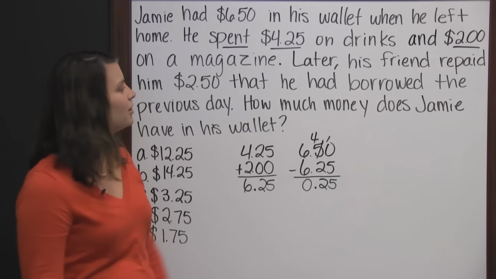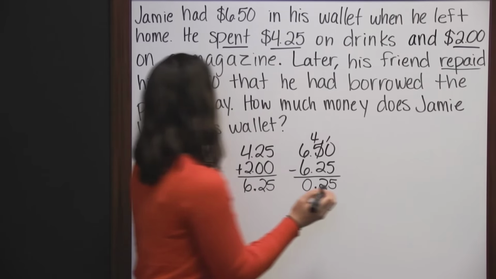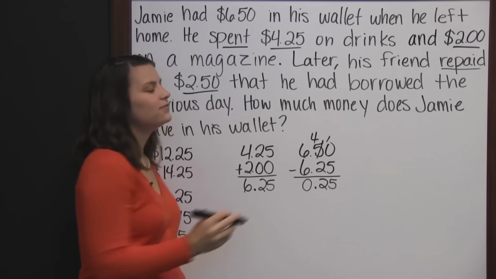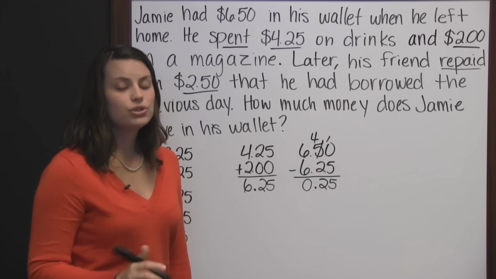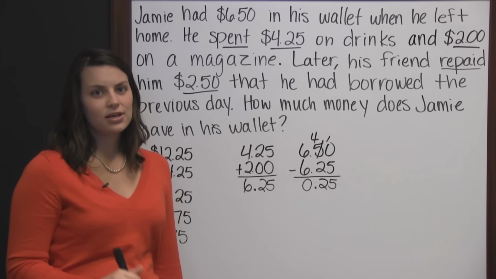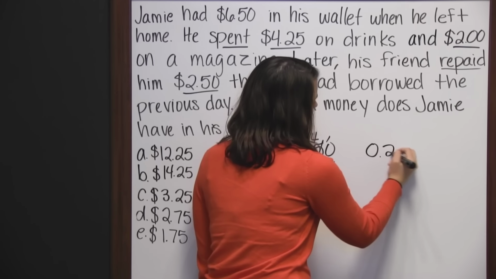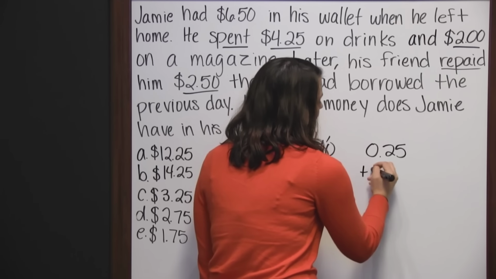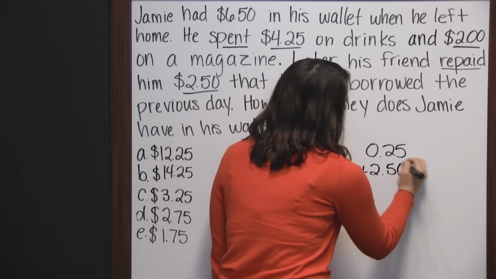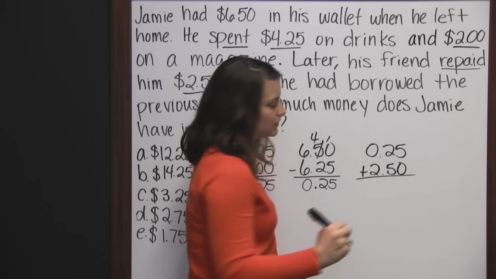cents left. But his friend repaid him $2.50, which means his friend gave him $2.50. So that's money that's added to his total. So now I'm going to take what he had after he spent his money and add the money his friend gave him. And again, we line up our decimals.